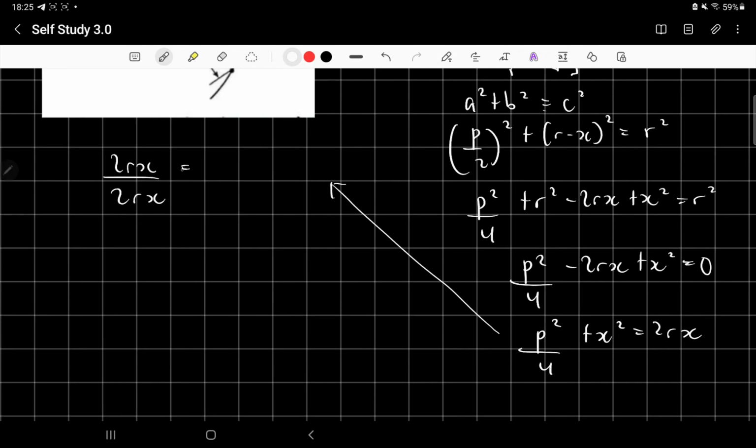Divide both sides by 2x. P squared over 4 plus x squared over 2rx. All right. So, oh shoot, it's 2x. Sorry, 2x.